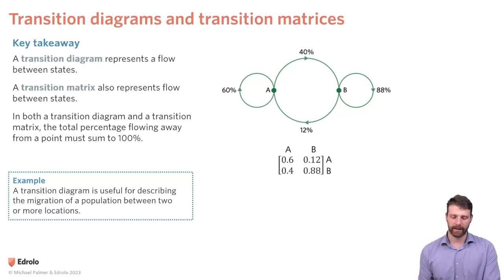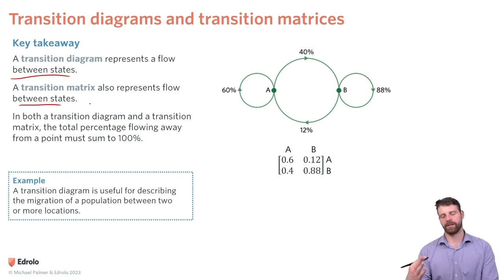So our key takeaway here is that a transition diagram represents a flow between states. We already saw this in that first example. Here we've got maybe 2 states, or maybe 2 cities, A and B, and people or objects flowing between them. A transition matrix also represents flow between states. So a transition diagram has an associated transition matrix, and these 2 are related.